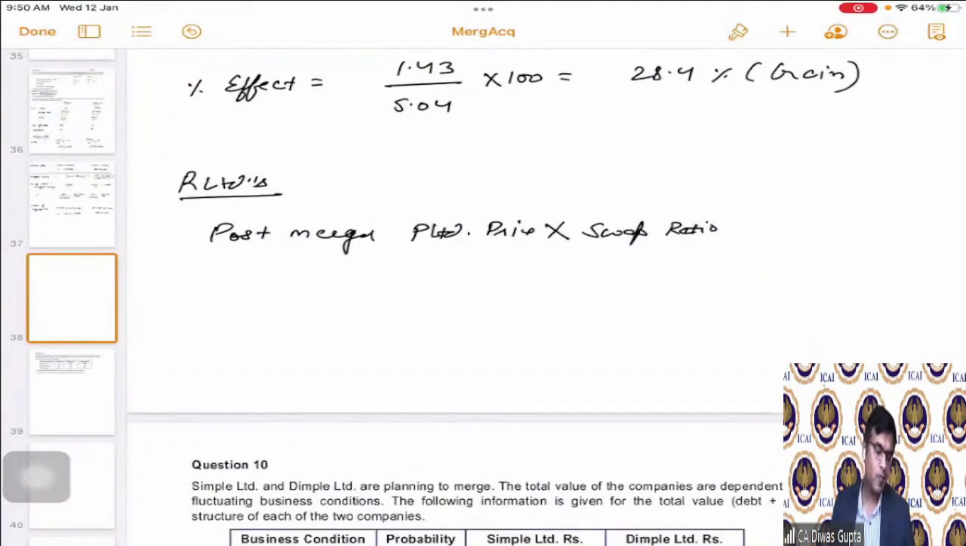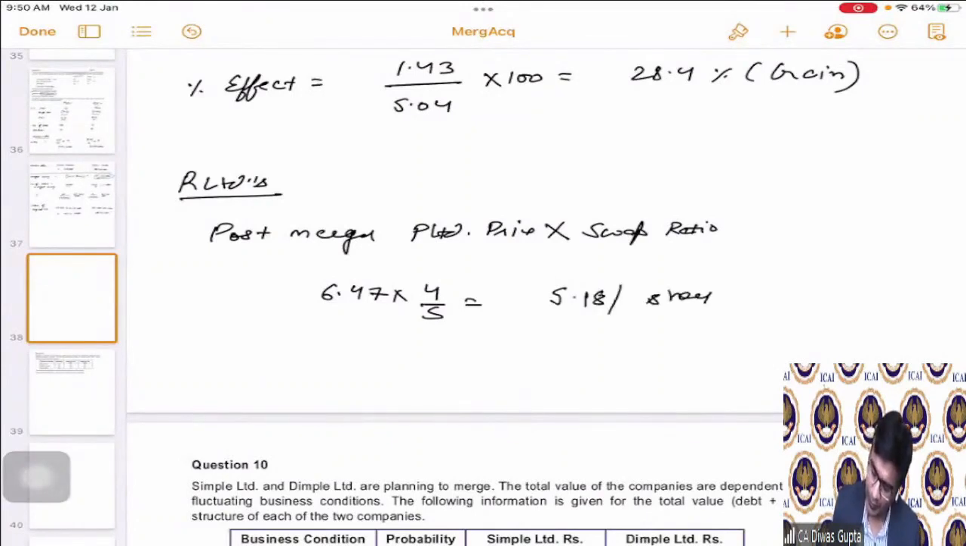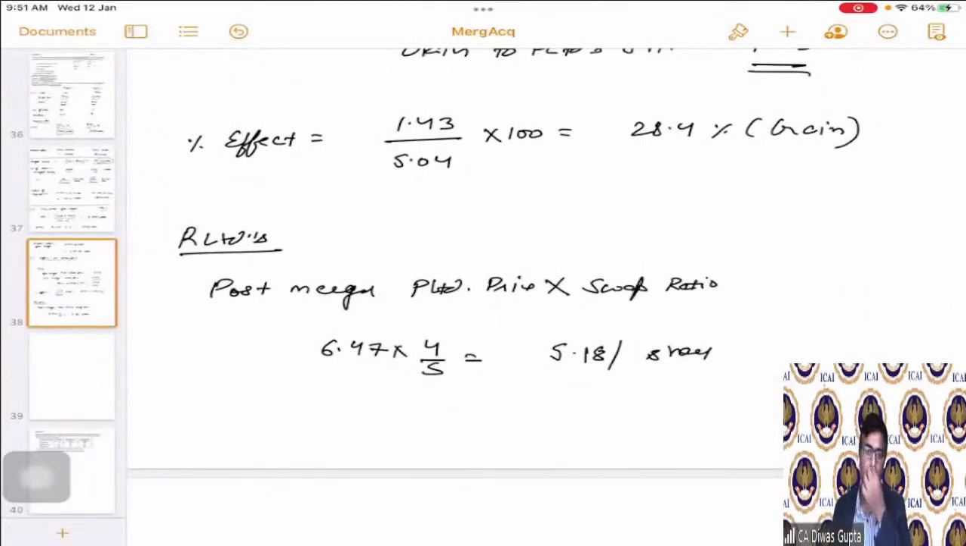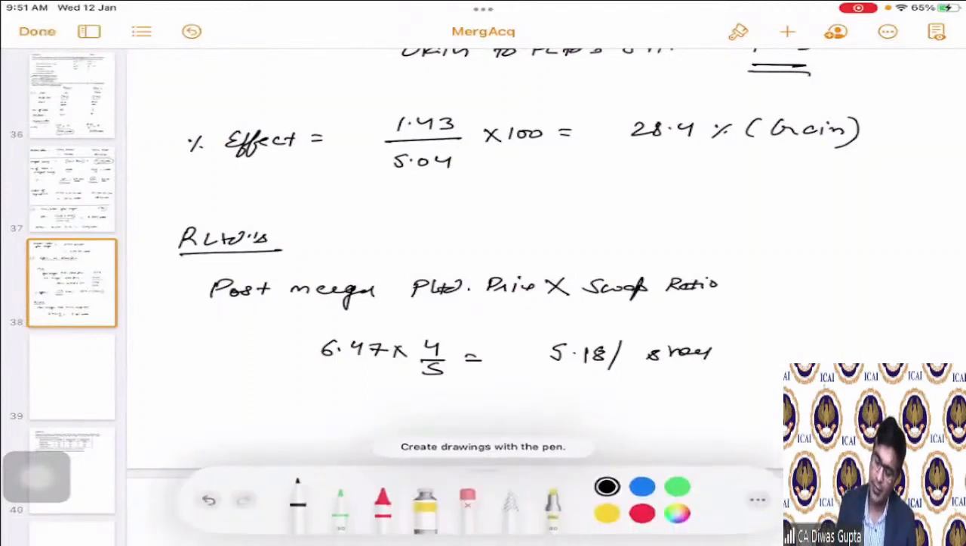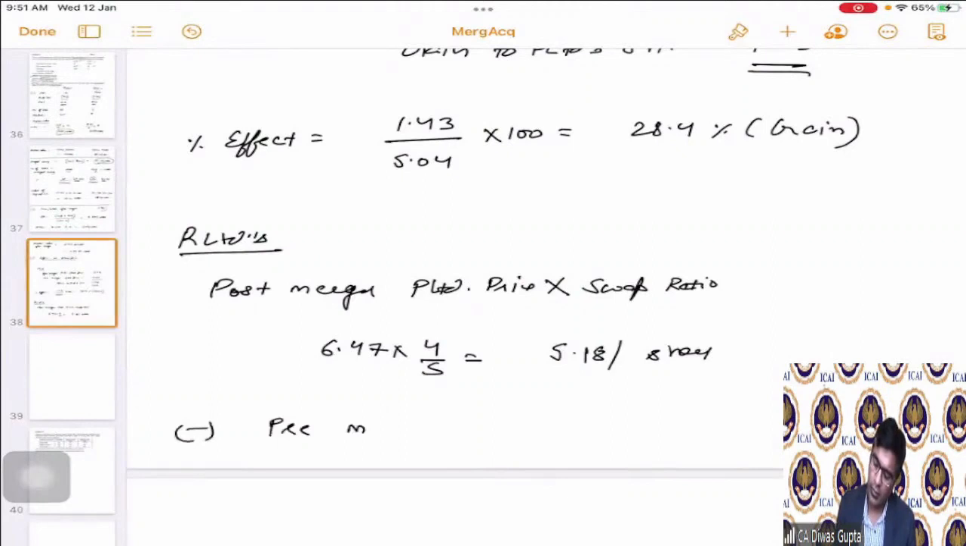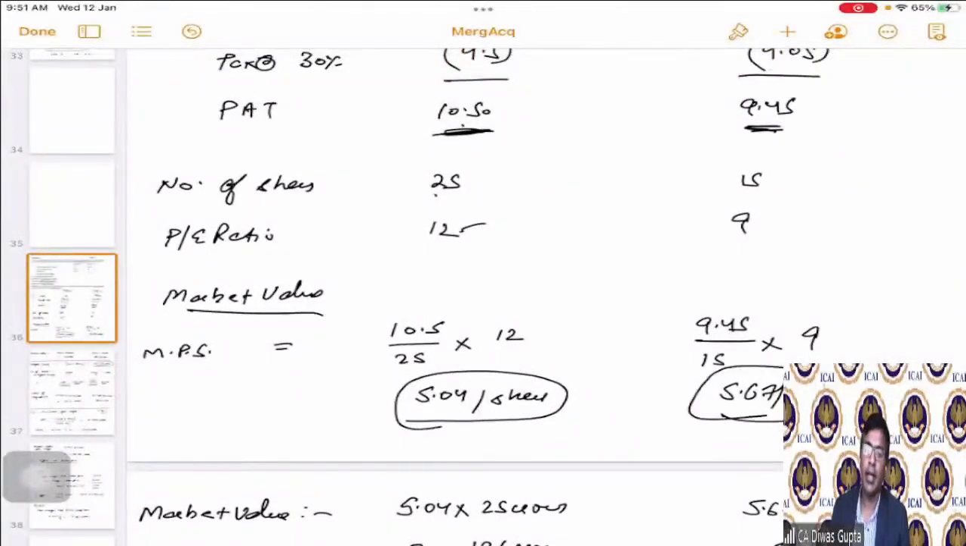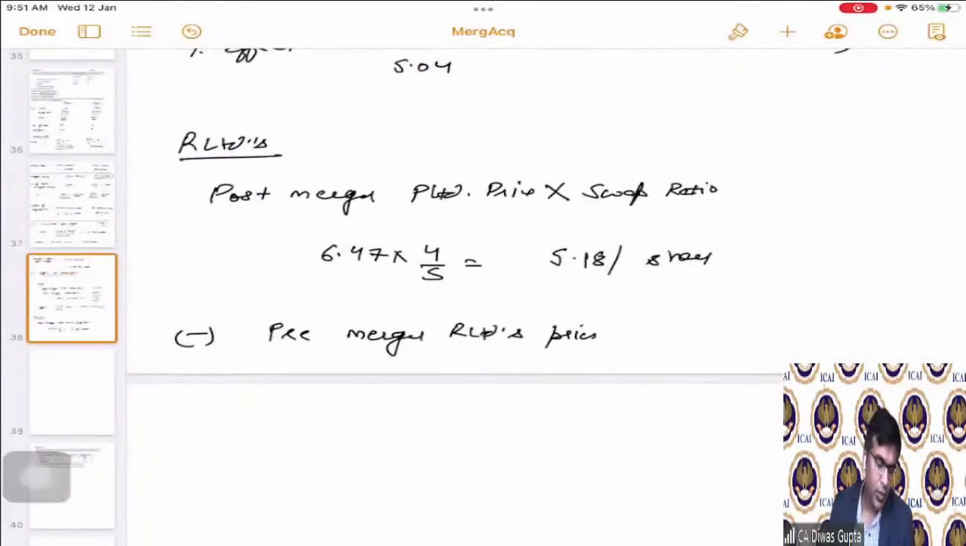So here it will come as 6.47 is the price, multiplied by 4/5 is the swap ratio, which gives $5.18 per share. This is the post-merger equivalent price of R Limited shareholders in P Limited, correct? Minus the pre-merger R Limited's price, which we also calculated as 5.67, correct?